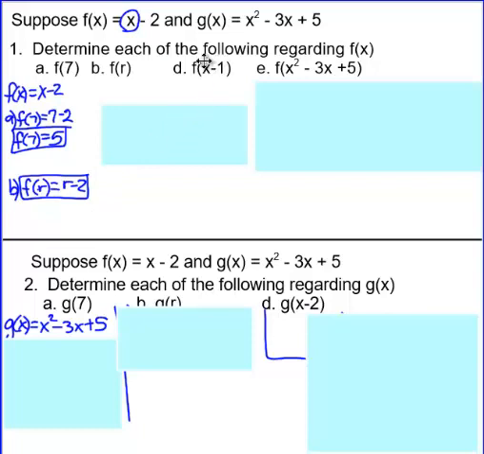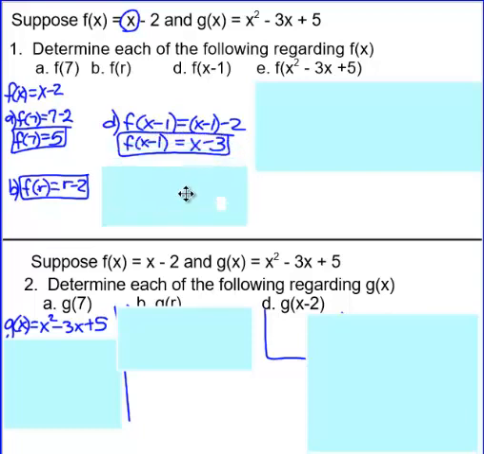All right, next we have an expression in there, x minus 1. That entire x minus 1 is going to replace this original x. So wherever you see the x, it's going to be replaced with anything in the parentheses. So in this case, x minus 1. Then you evaluate, and you get f of x minus 1 equals x minus 3.